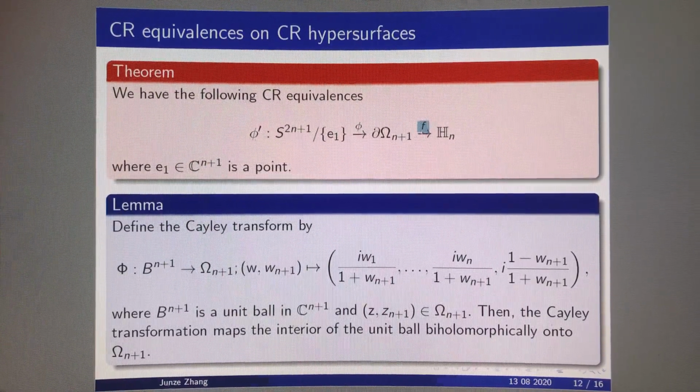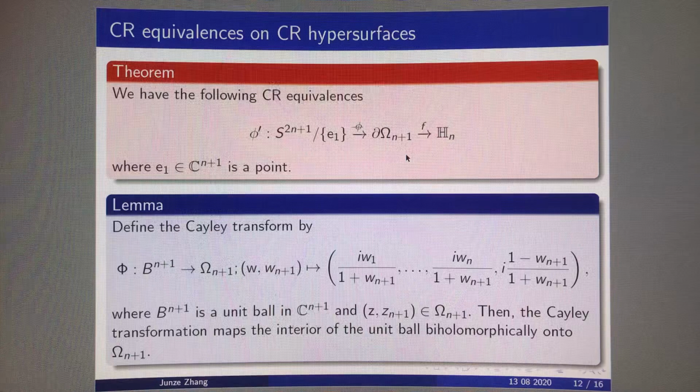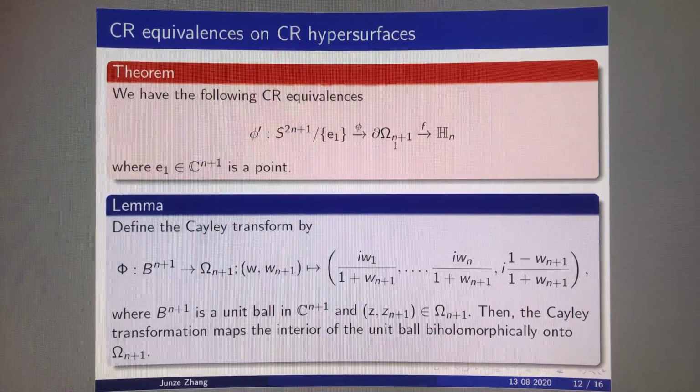We want to show that this F and this little phi are actually CR isomorphisms. Notice that this boundary of the Siegel domain is an embedded CR manifold, and we can find the coordinates and write down the tangent vector fields. We also know that the Heisenberg group H already comes with coordinates. So we can write down a well-defined mapping and calculate the push forward of this mapping to conclude that this F is a CR isomorphism.